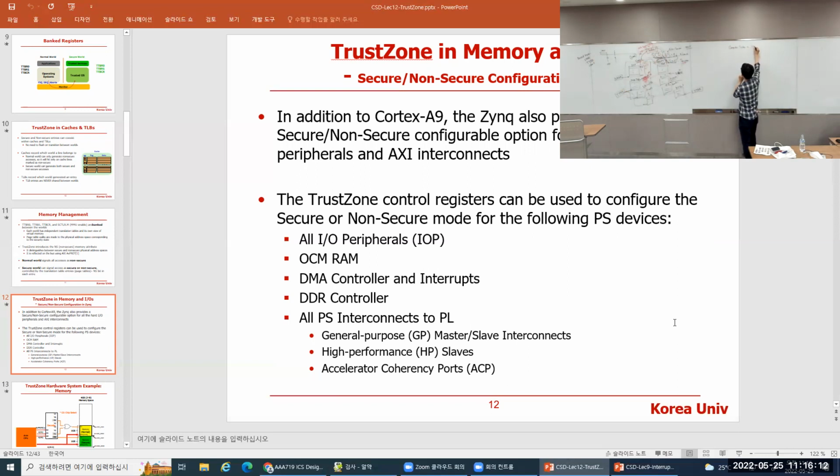You have CPU, memory, and I/O devices. Okay. That is a computer system. We focused on CPU so far. Right? How about this memory and I/O?